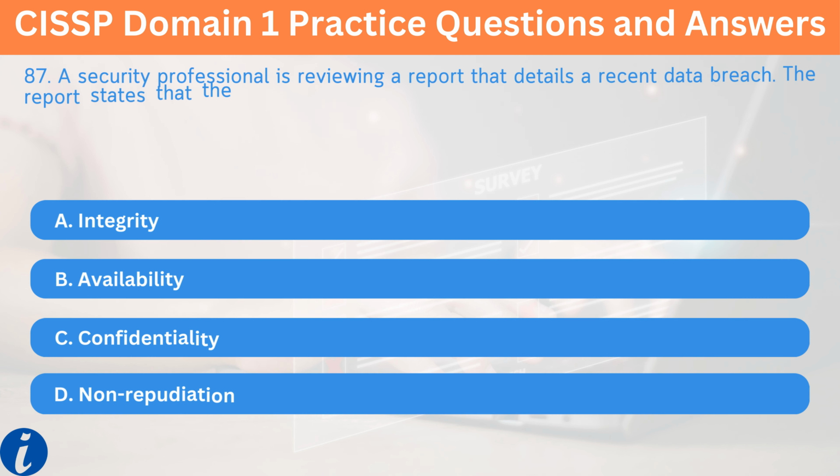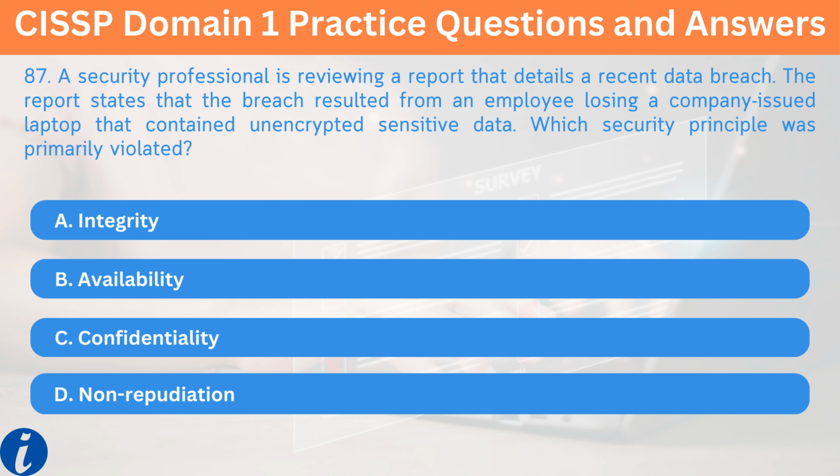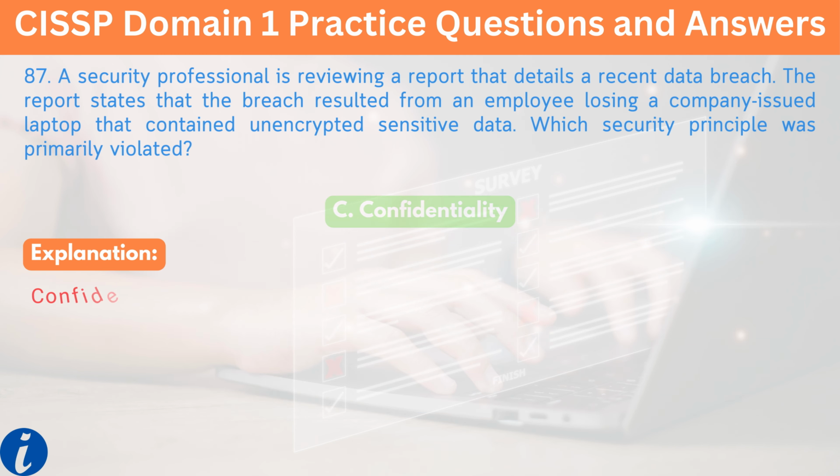87. A security professional is reviewing a report that details a recent data breach. The report states that the breach resulted from an employee losing a company-issued laptop that contained unencrypted sensitive data. Which security principle was primarily violated? A. Integrity. B. Availability. C. Confidentiality. D. Non-repudiation. The correct answer is C.